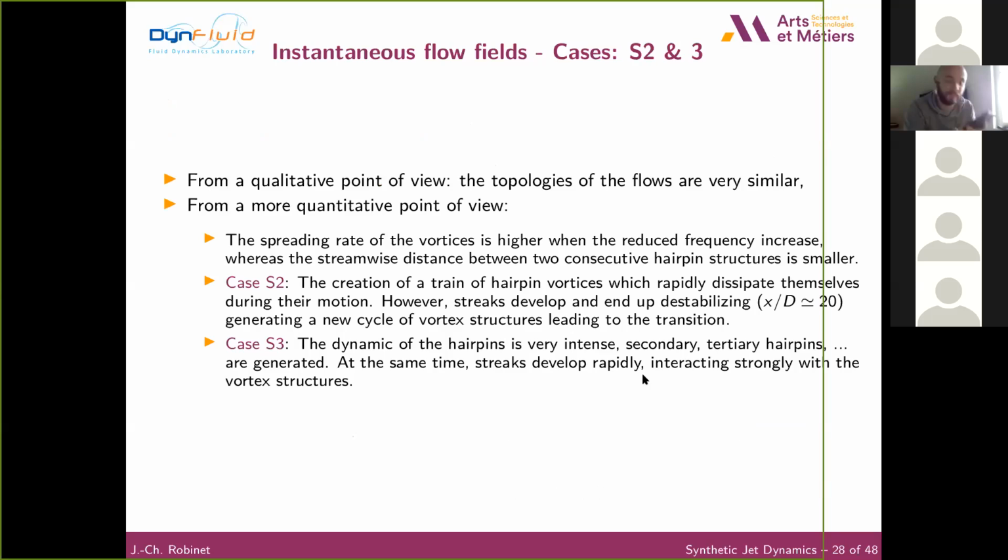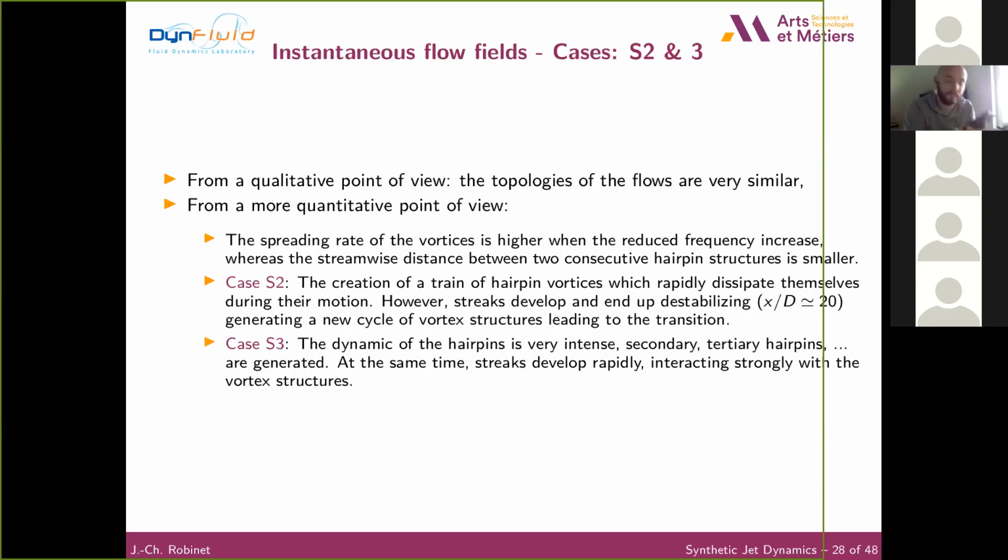In fact, from a qualitative point of view, the topology of the flow is very similar. But from a more quantitative point of view, it's not exactly the same, because the spreading rate of the vortices is higher as the reduced frequency increases. I recall at this frequency, the boundary layer is stable, modally stable, asymptotically stable. The TS wave is perfectly stable, whereas the streamwise distance between two consecutive hairpins is smaller.